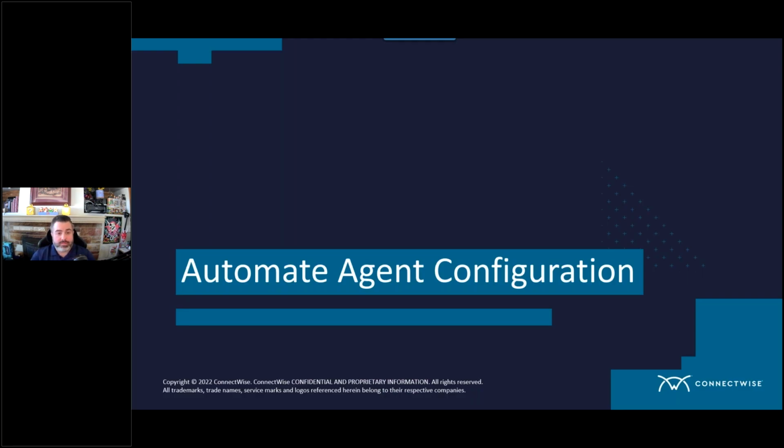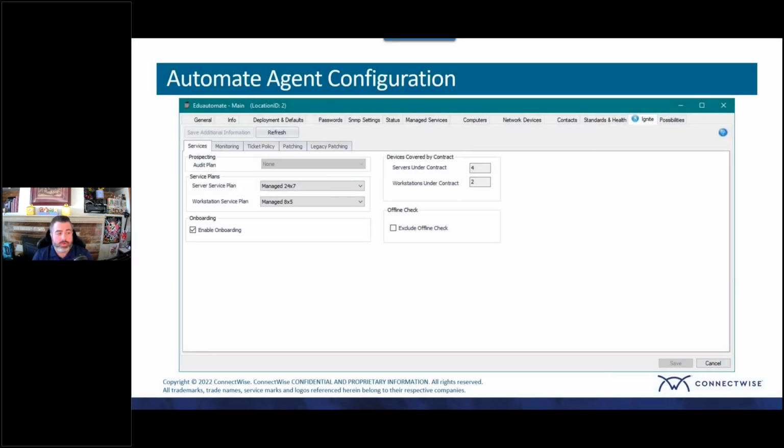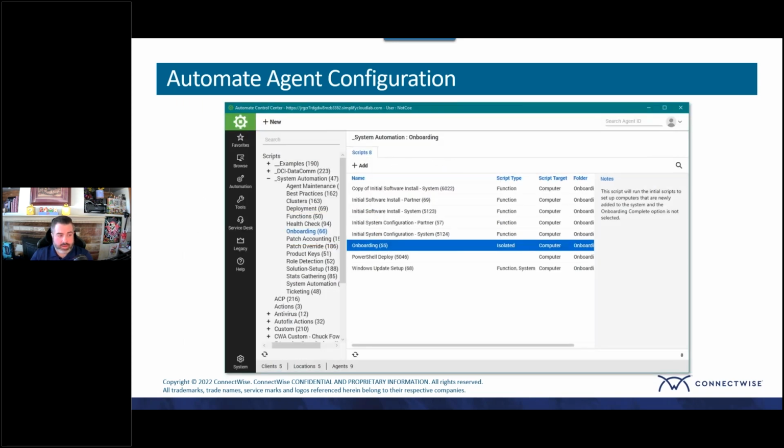Now we have our Automate Agent configuration. And you may be thinking, well, we already kind of went over that with the extra data fields defaults. And yes, we did, but with our agent onboarding, there's actually a little bit more configuration there that can happen. And I'm sure some of you are familiar with our onboarding script and how that works in Automate, and what the onboarding process does when it runs on the system. But let's take a little bit closer look at that.